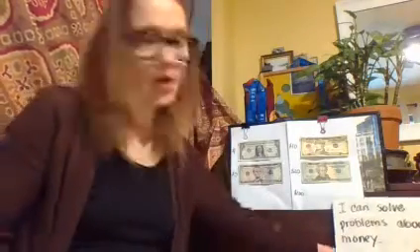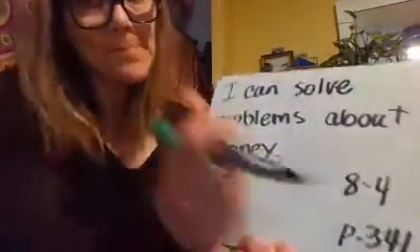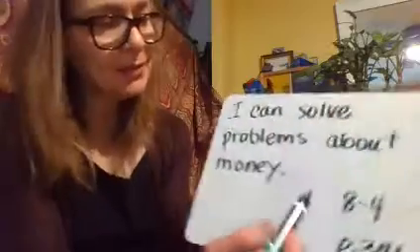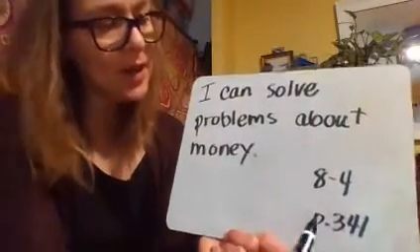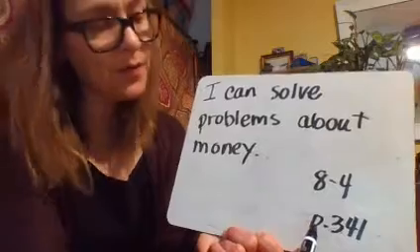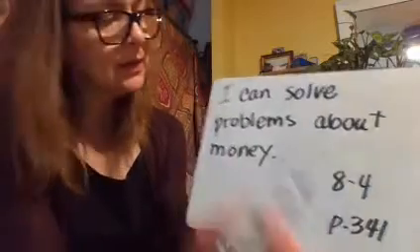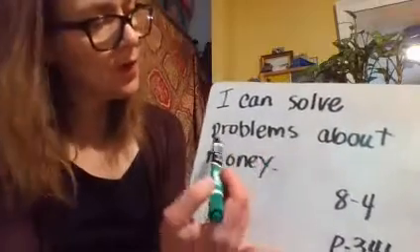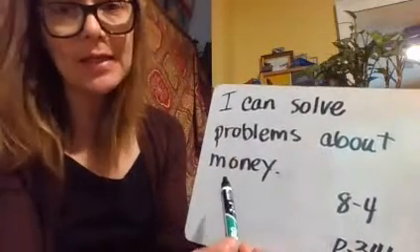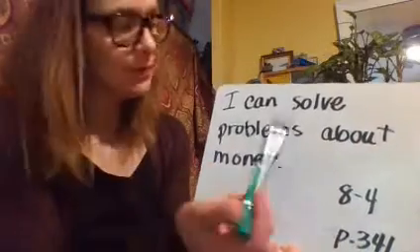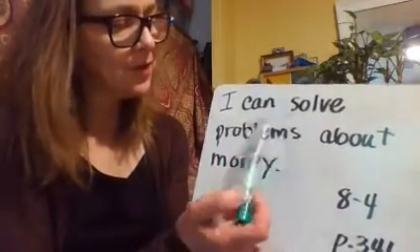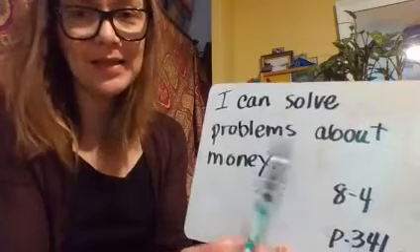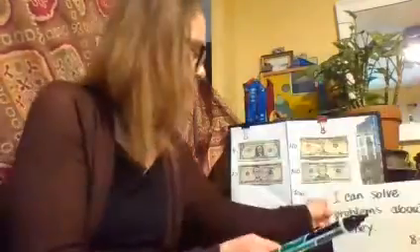We are on page 341. And this is the I can statement. It's lesson 8.4, and it's at the top right-hand corner of page 341. And let's read it together. I can solve problems about money. One more time. I can solve problems about money. Okay, put that right there.